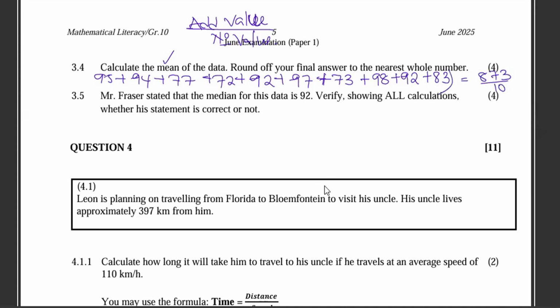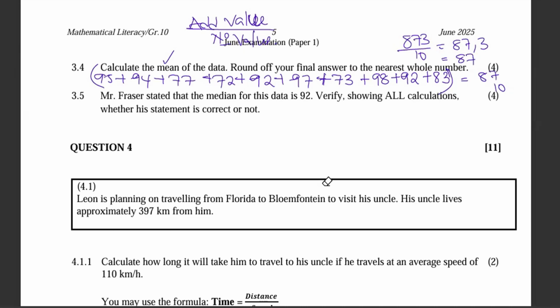But remember, we are dividing by 10. Why are we dividing by 10? Because we have added 10 numbers. So the final answer here becomes 873 divided by 10, which becomes 87.3. But they said round off your final answer to the nearest whole number. So here it becomes 87 as your mean. So your mean was supposed to be 87.